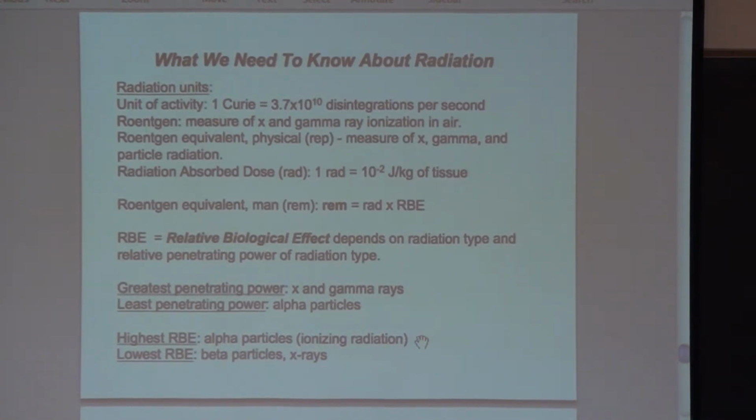So it turns out that there's actually a table in the textbook. I think for beta particles and X-rays, the RBE is 1. For alpha particles, I think the textbook says it's 20. So note that alpha particles are 20 times more damaging to human tissue, actually any organism, than beta particles or X-rays.